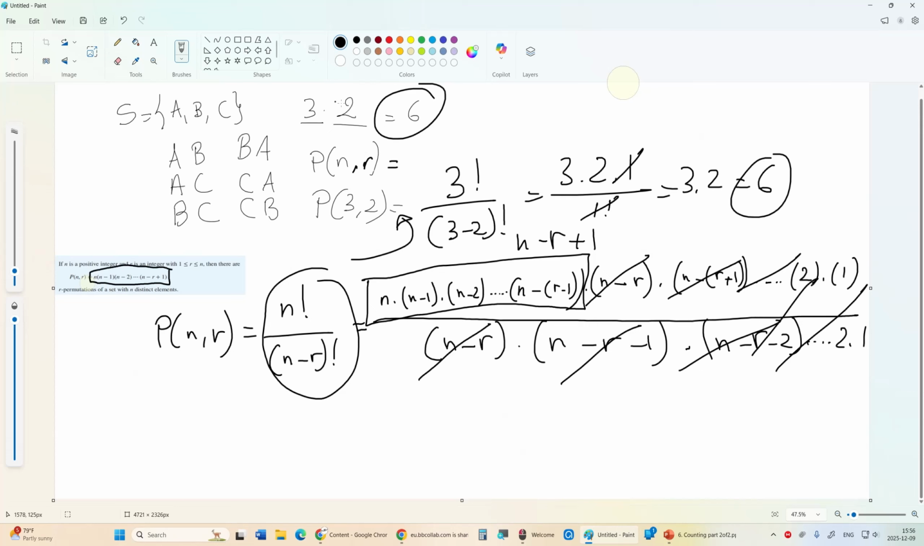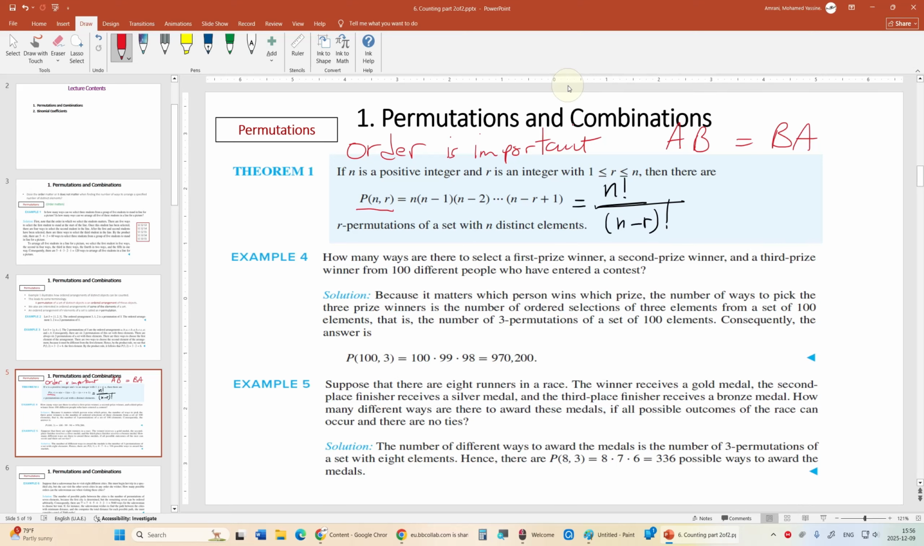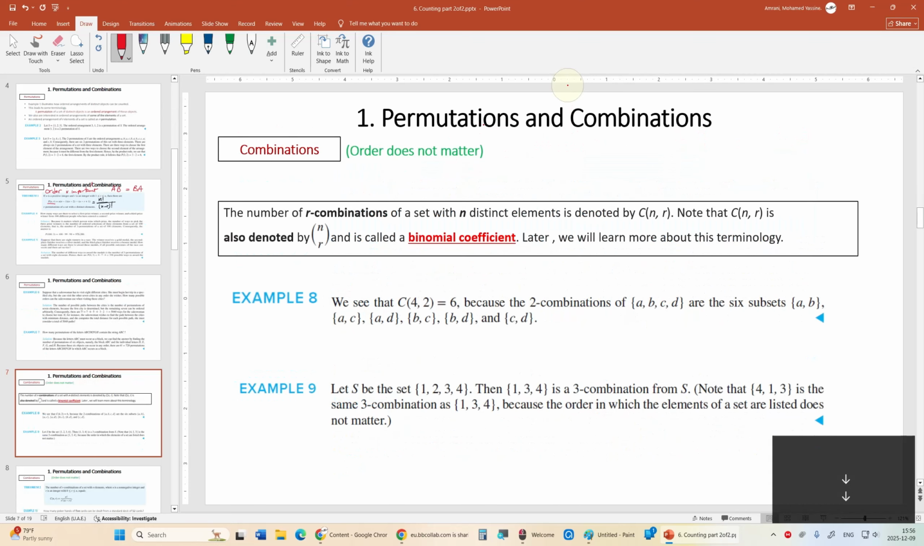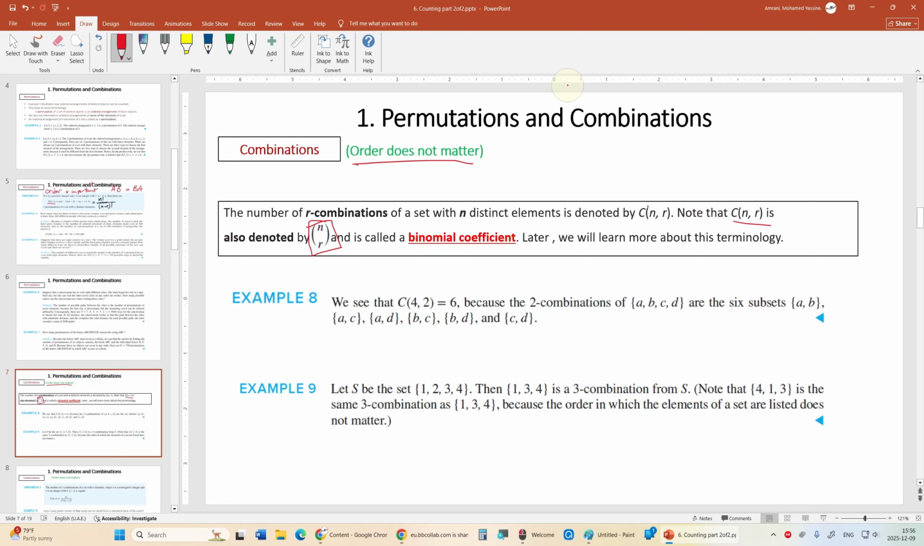If I'm doing the same exercise now, except that I don't care about the order, for me AB and BA are the same. I don't want to count them twice. I'm not talking about permutation anymore. I'm talking about combinations. Combinations are when the order does not matter. Combinations have different ways of being written. It can be this notation or this notation, and we can use both. We'll talk about both anyway.